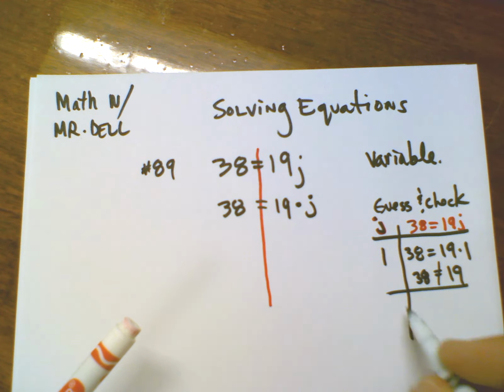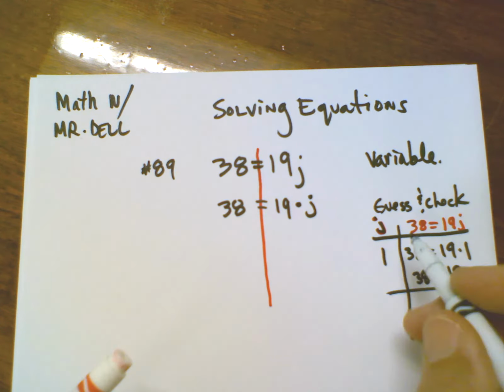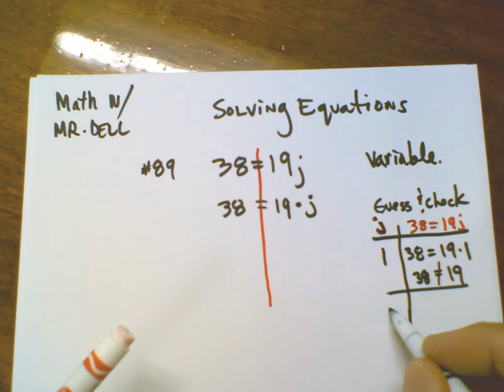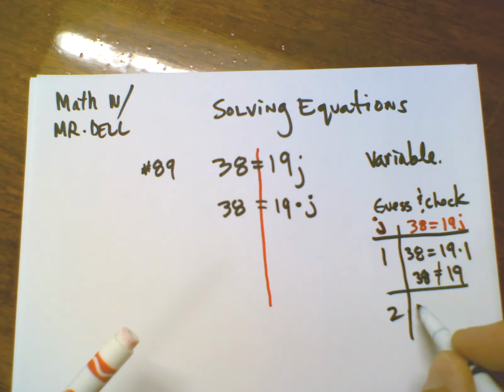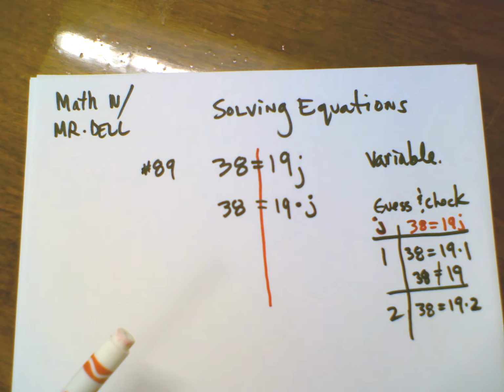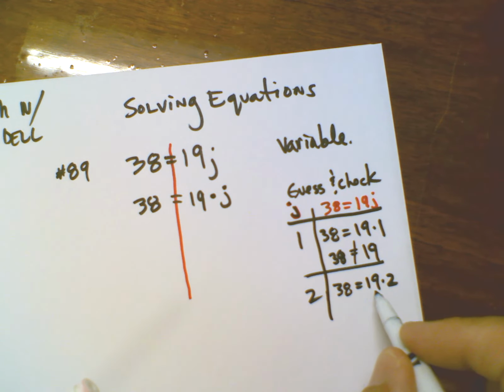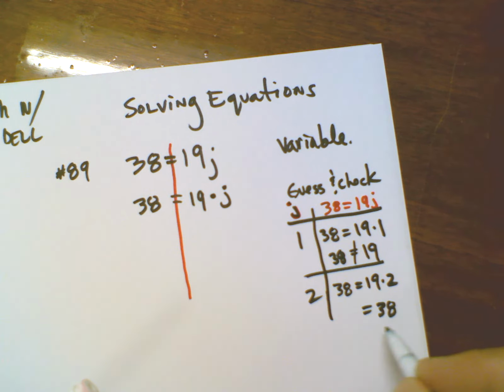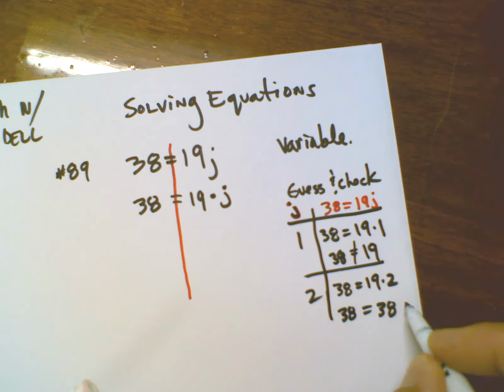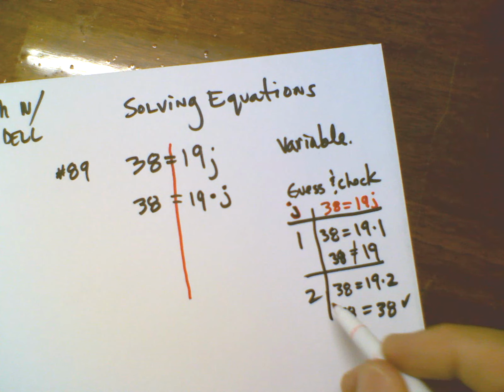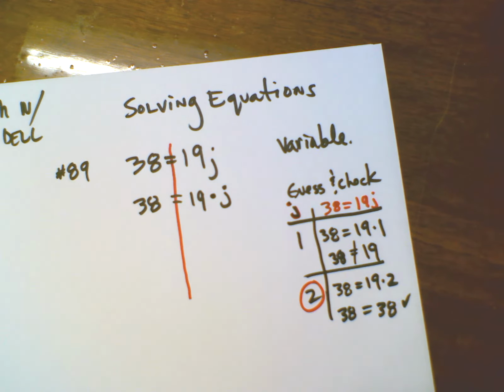What about 2? So let's check 2. So 38 equals 19 times 2. Is that true? Does 38 equal 19 times 2? Well, 19 times 2, it's 38. So the equation checks out. So that's how I got my answer. So 2 is the answer. So J, in this case, we could say J is equal to 2. Now, that's one way of doing it, a guess and check.